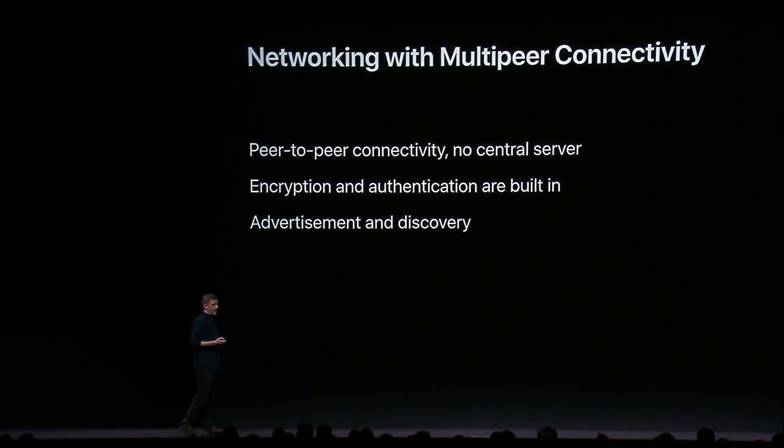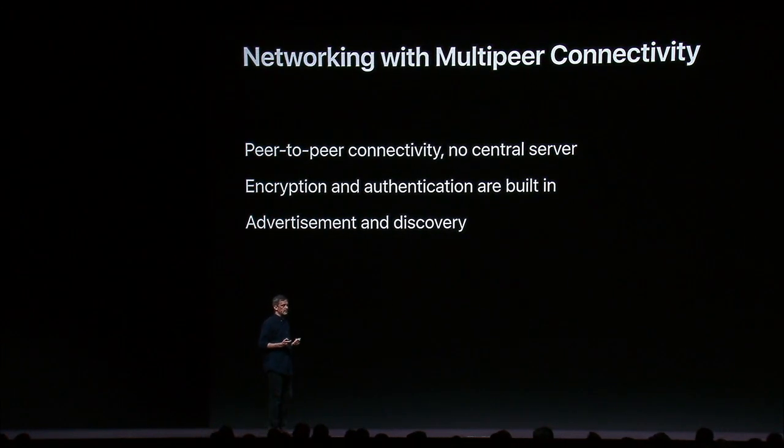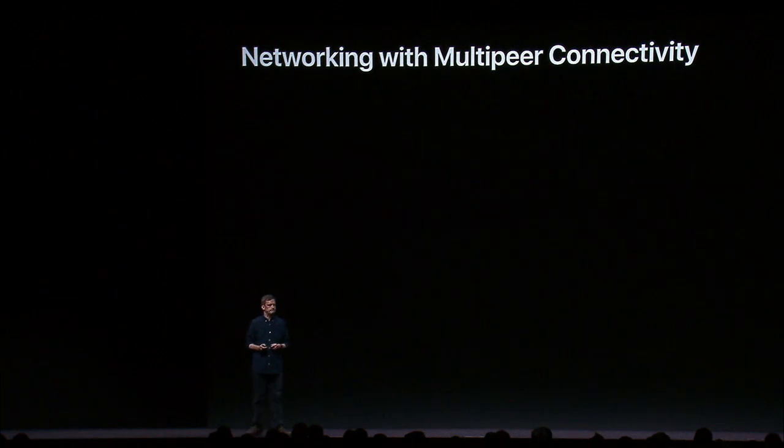Encryption and authentication are built into multipeer connectivity. In our case, we didn't use authentication because we wanted a very quick in and out experience, but we did use encryption. We found that turning on encryption really provided no performance penalty, either in network data size or computation. So there's really no reason not to use it. Multipeer connectivity also provides APIs for advertisement and discovery. We use this to broadcast available games and allow players to select a game to join.